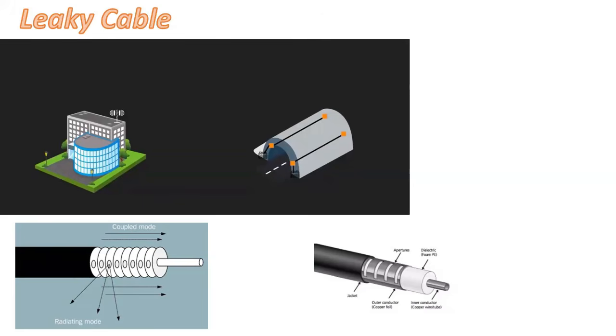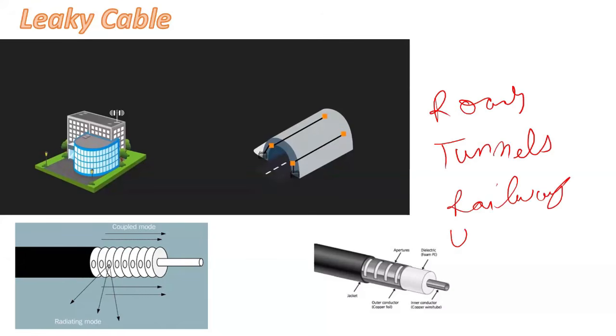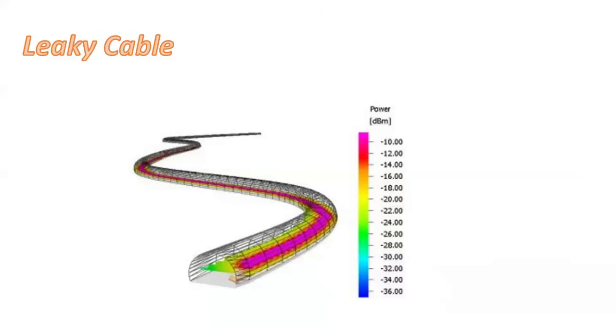The generated electrical field is confined around the leaky coaxial cable. Therefore, the cable can be used very conveniently for radio communication in limited locations. Examples can be roads, tunnels, areas along the railway or underground roads, right? So what is a leaky feeder again? A leaky feeder cable is also called a radiating cable.